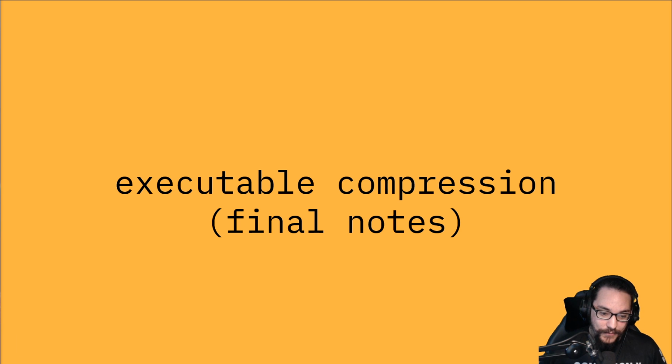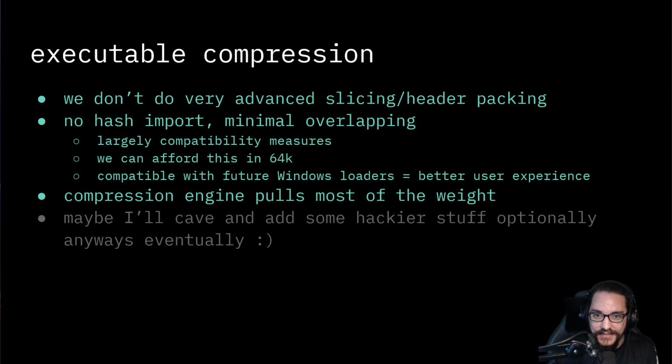So that's about it. There's really nothing super advanced or innovative in Squishy, so I don't really have that much else to say. But the point is we don't do very much advanced header packing. It's 64K. We don't have hash import. And again, we make these trade-offs because we want the user to have a better experience. But also in terms of bang for buck, to me, it always made sense to focus mostly on the compression engine itself to get better compression anyway. So we make up a lot of those gains anyway.